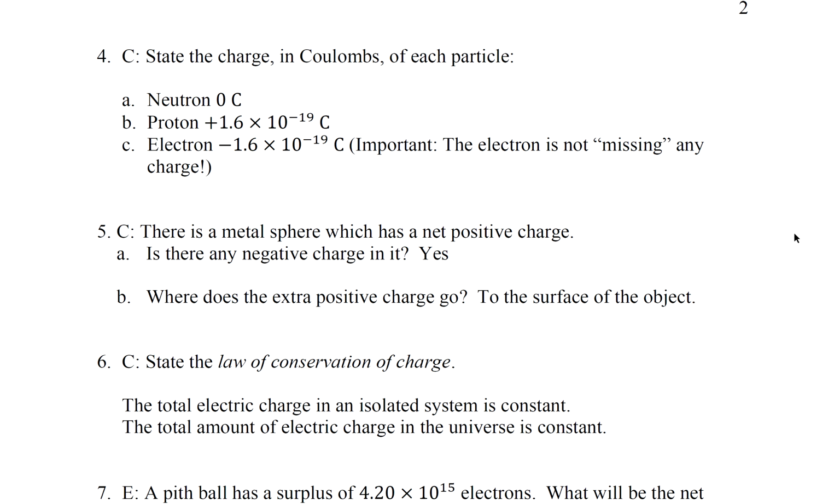Question 5. There is a metal sphere which has a net positive charge. Is there any negative charge in it? The answer is yes. Where does the extra positive charge go? It goes to the surface of the object.